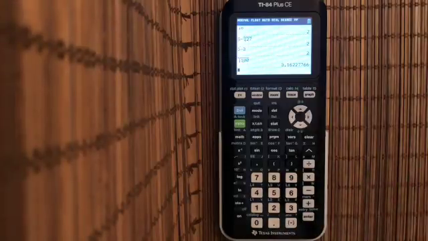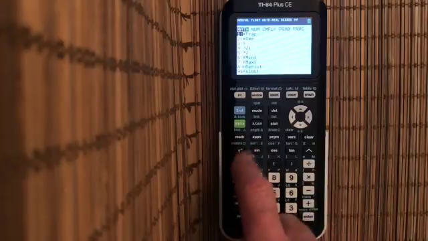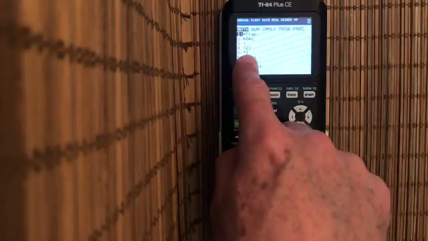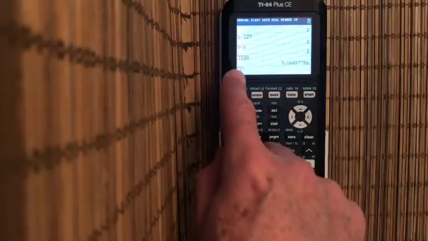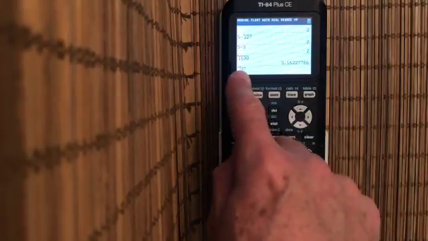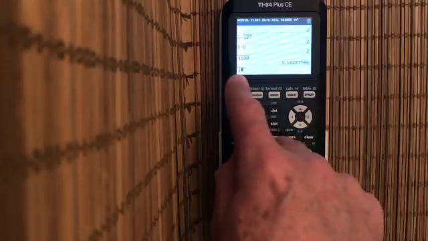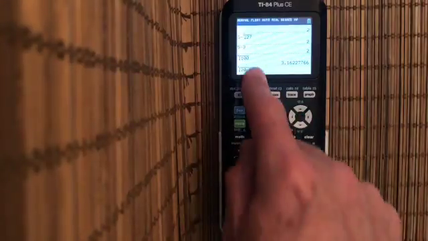So say you wanted the 7th root of 20. Well, again, press math. Press the 5. 7th root of 20. So it's blinking there. Press the 7. Move forward with the arrow key and enter 20.